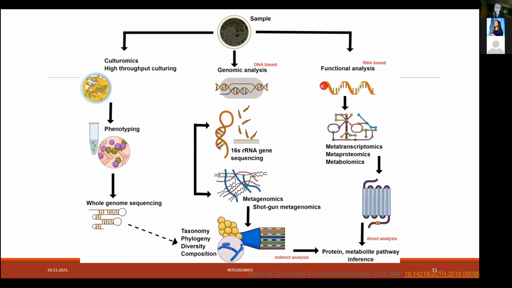So this is, I think, a quite often seen picture. We have our sample, and we can do, for example, culturomics. We can grow the bacteria and analyze them in that way. We can do the genomic analysis, the functional analysis. This is quite similar to what we already talked about in one of the first slides. And I will shortly, as I said, go through the main methods that are being used in this.